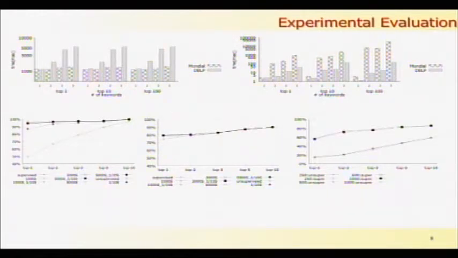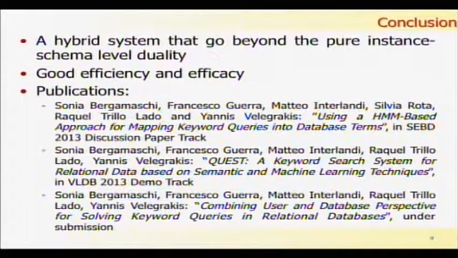We also did some experiments without considering the database. So we just accumulate the feedbacks from the user and create a new database from scratch. Even in this case, we can reach around 80% of effectiveness. So concluding, we show that a hybrid solution that puts together the instance level and the schema level is possible, and we can reach good effectiveness and efficiency.